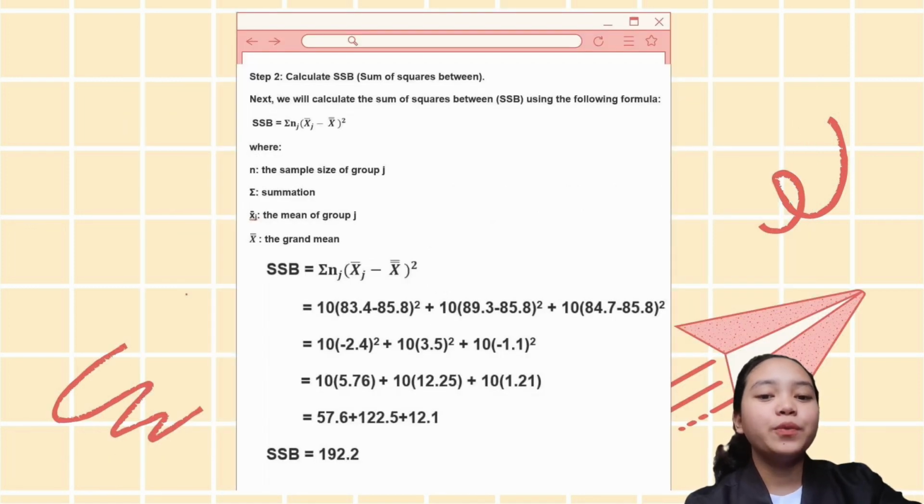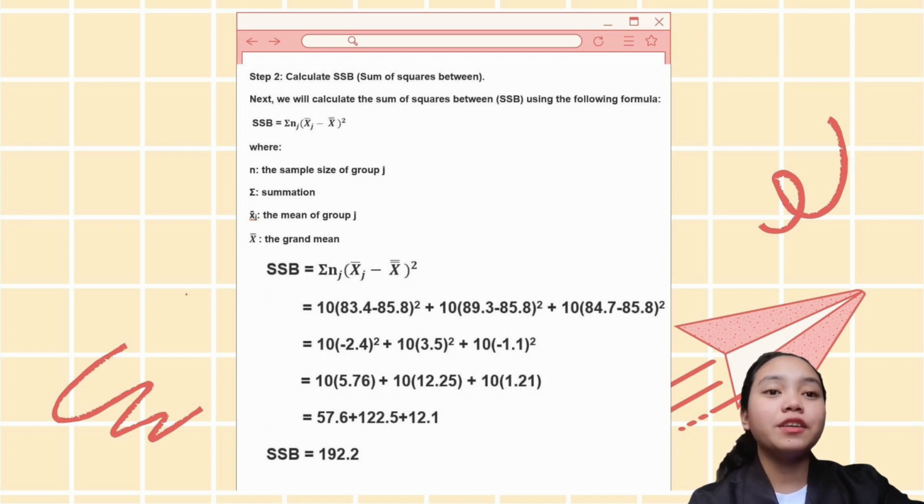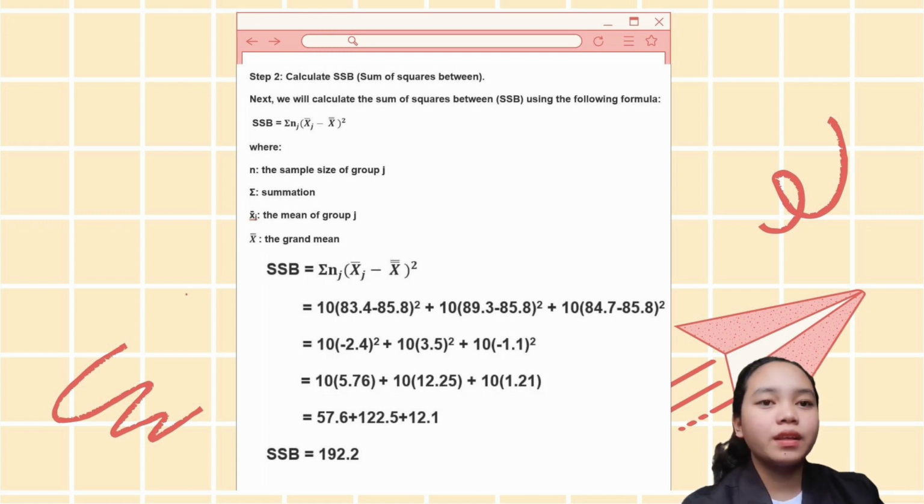Step 2. We will calculate the sum of squares between, or SSB, using the following formula. SSB equals the summation of n, the sample size of the group, times the mean of the group minus the grand mean, squared.